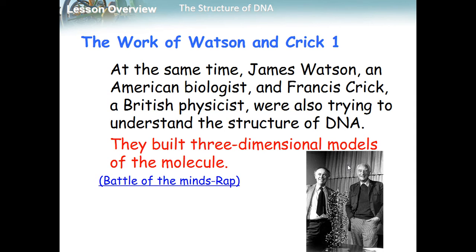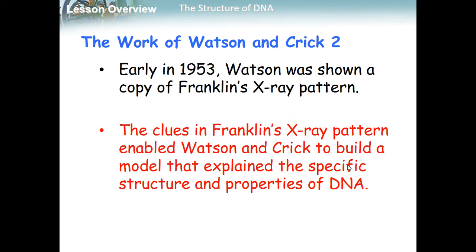At the same time, other scientists were coming close to the understanding, but they didn't know. They built some three-dimensional models, but it wasn't until they got information from Rosalind that actually allowed them to build the proper model of DNA.